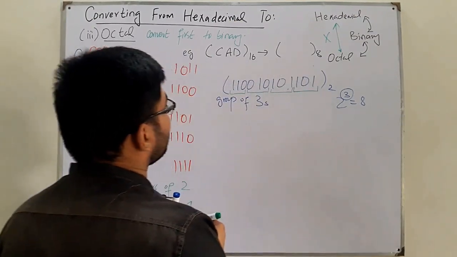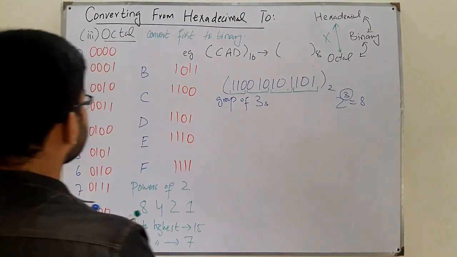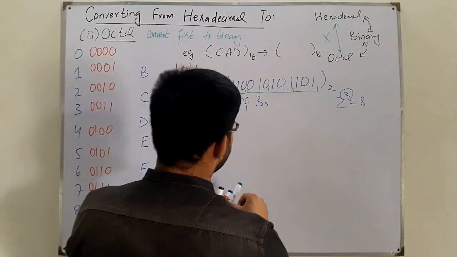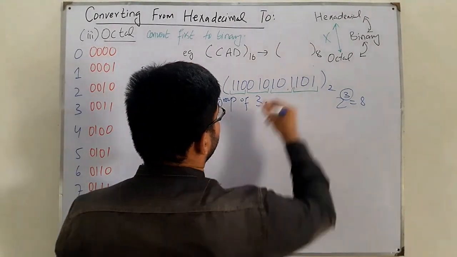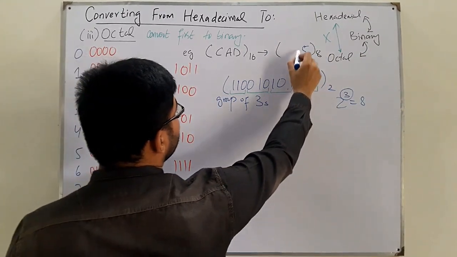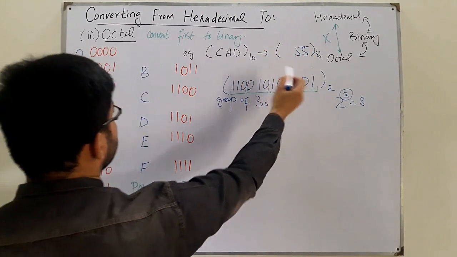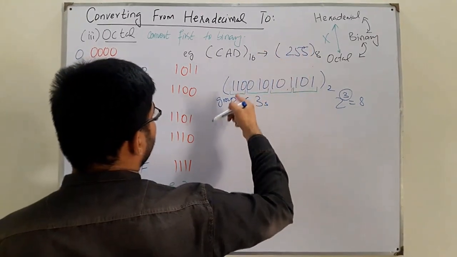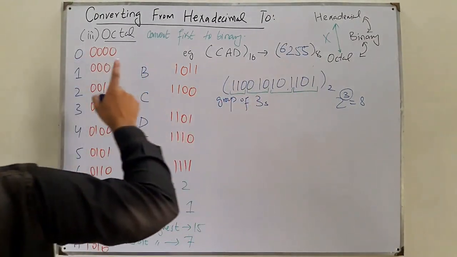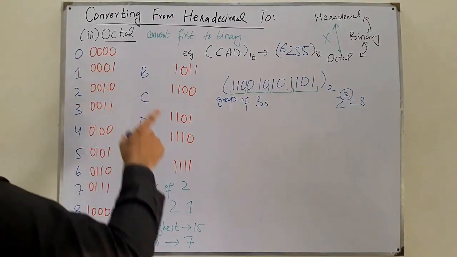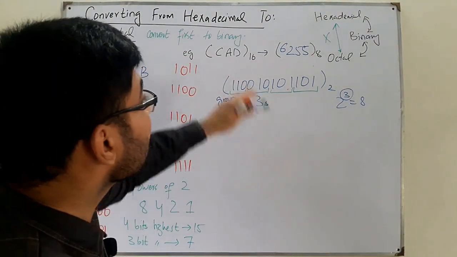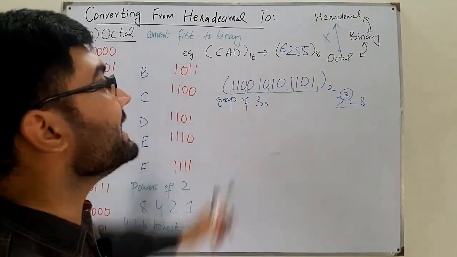Now what is this equivalent? 101 is 5, okay? Then this, again 101, so again 5. 010 is 2. And 110 is 6. So 6255. Yes, this is the base 8 equivalent of this base 16 CAD.